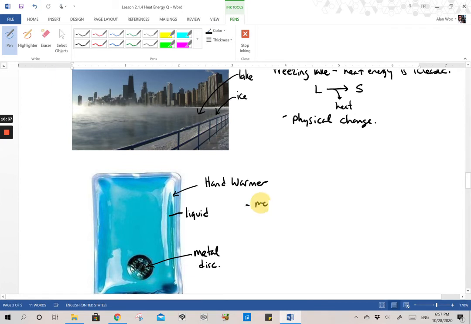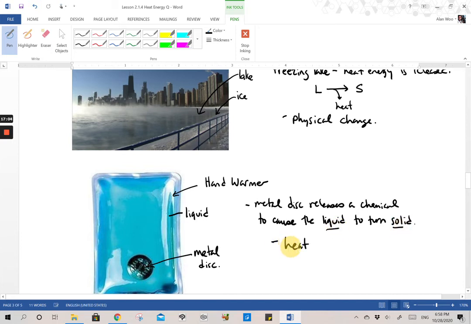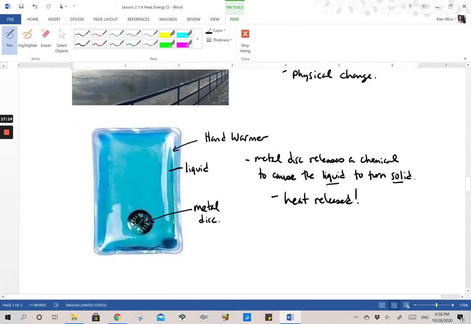So the metal disc releases a chemical to cause the liquid to turn solid. And as we know from the above example, when a liquid turns into a solid, heat is released. So because heat is released, it is therefore an example of an exothermic reaction.